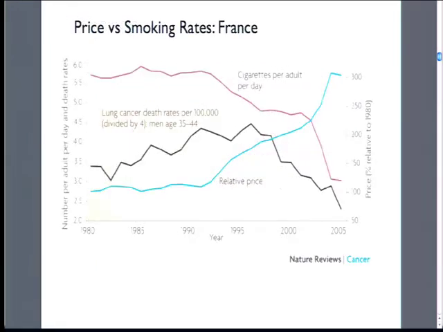So here's a graph from France. It's just really indicative. Up here we have cigarettes per adult per day at the beginning of 1980, and then deaths from cancer, and the price was really cheap. So people were smoking a lot. It comes down as the price goes up. This is just a nice graph for economists to show there's a lot of other things going on, but we're increasing the price of tobacco, people are smoking less, and deaths from tobacco are going down.